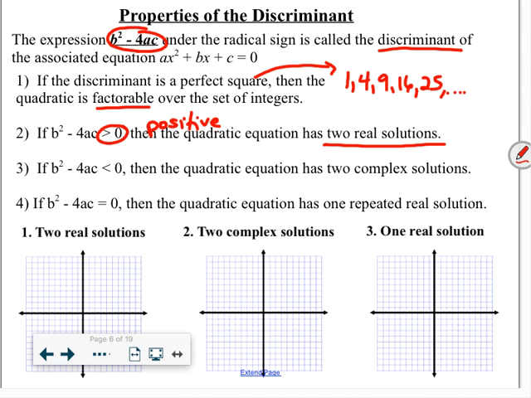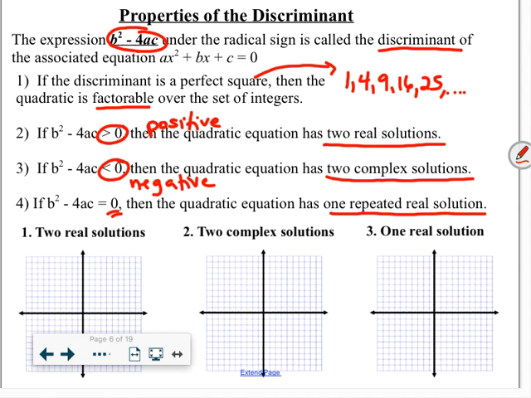Number 3 is if it's negative. We're going to learn this in 4.8. Today is 4.7. It has 2 complex solutions. And number 4, if it equals 0, then there's only 1 real solution.